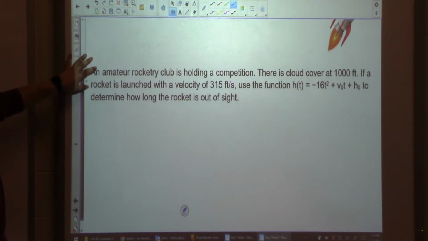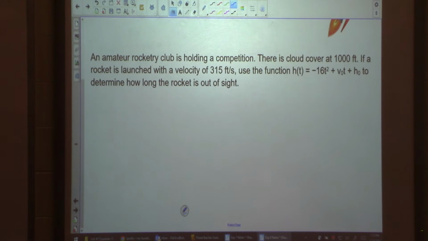Ooh, we have a rocket problem. I love this problem. So I get to draw. I'm not a good drawer. So, an amateur rocketry club is holding a competition. There's cloud cover 1,000 feet above the ground. If a rocket is launched with a velocity of 315 feet per second, use the function negative 16t squared plus initial velocity times t plus initial height to determine how long the rocket is out of sight.